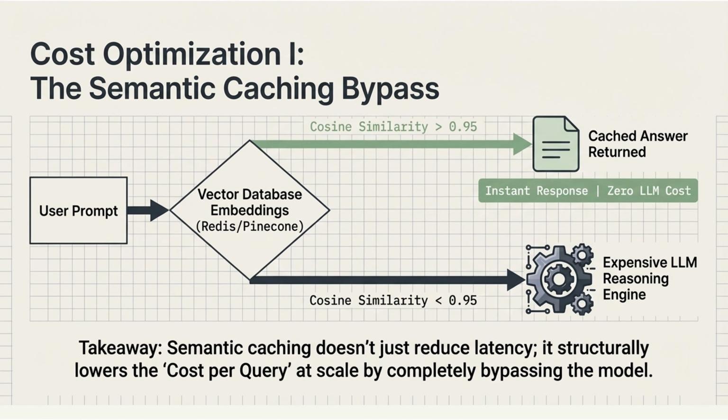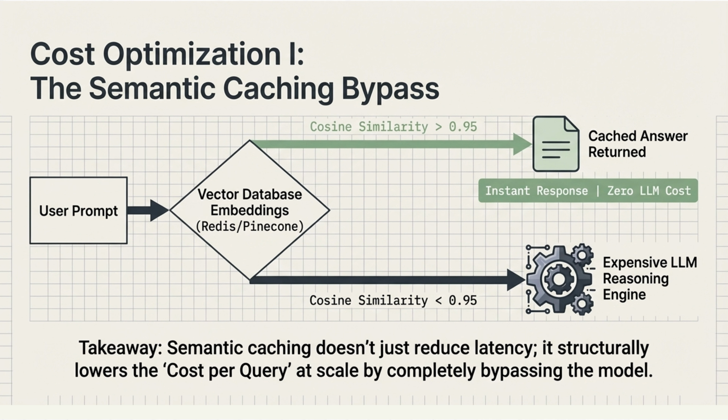Here's how the mechanics actually play out. When a user prompt comes in, we turn it into embeddings and check our vector database. If the new prompt hits a cosine similarity, that's our mathematical measure of text closeness, of greater than 0.95 compared to a previous prompt, we just return the cached answer instantly. Boom! You get a lightning-fast response and, crucially, zero LLM cost. We only send it to the expensive LLM reasoning engine if the similarity is less than 0.95.